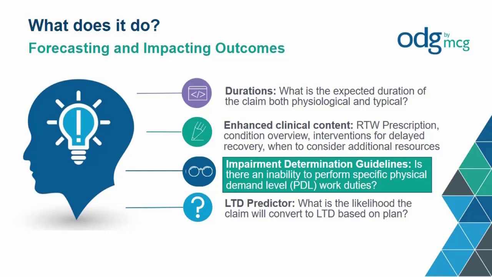Next is the impairment determination guidelines. This is a section that's going to help you determine if the claimant has an inability to perform their specific work duties based on their physical demand level. And finally, there's the LTD predictor. This helps you with what is the likelihood that this claim is going to convert from short-term disability over to a long-term disability based on a lot of different criteria, including their STD plan.